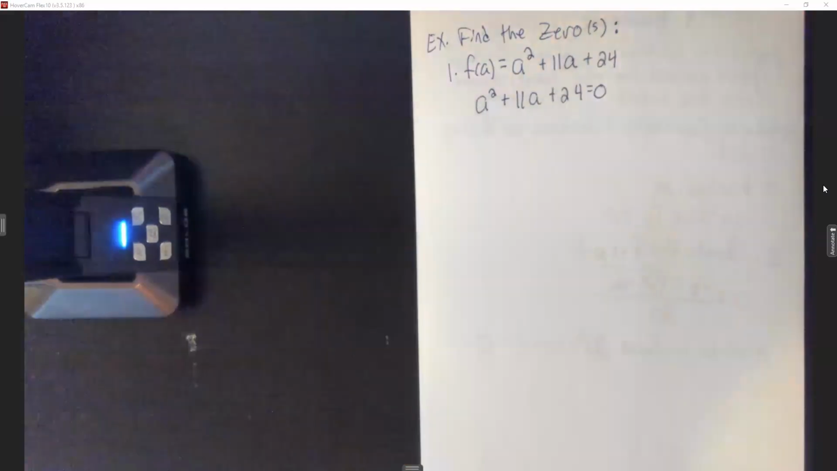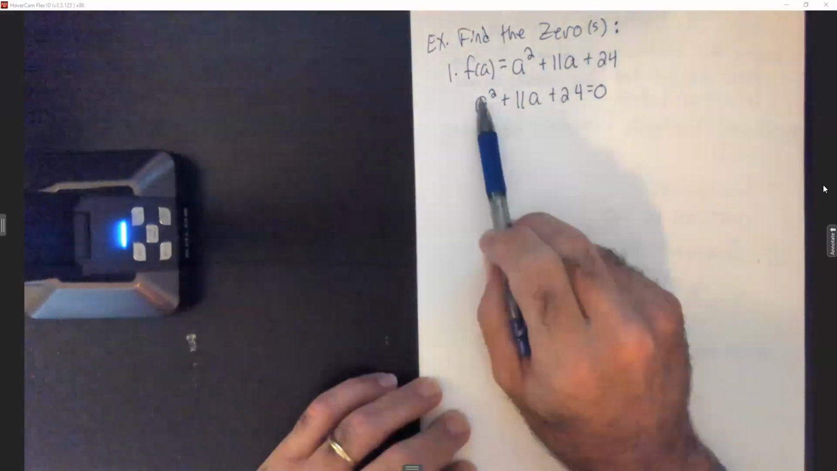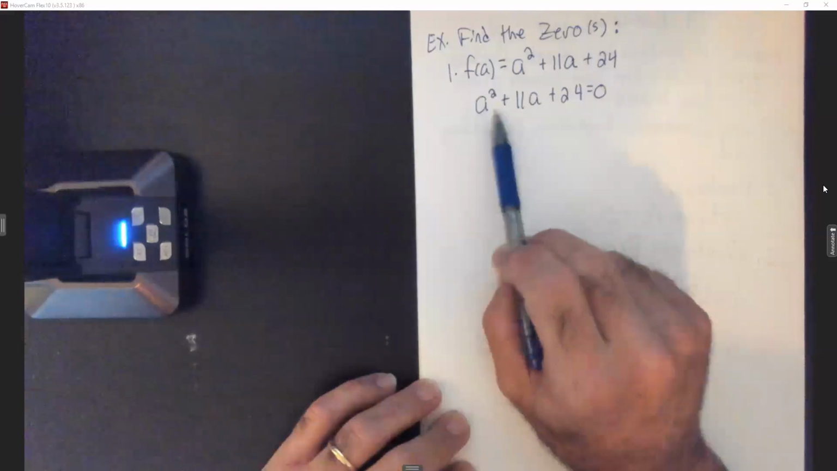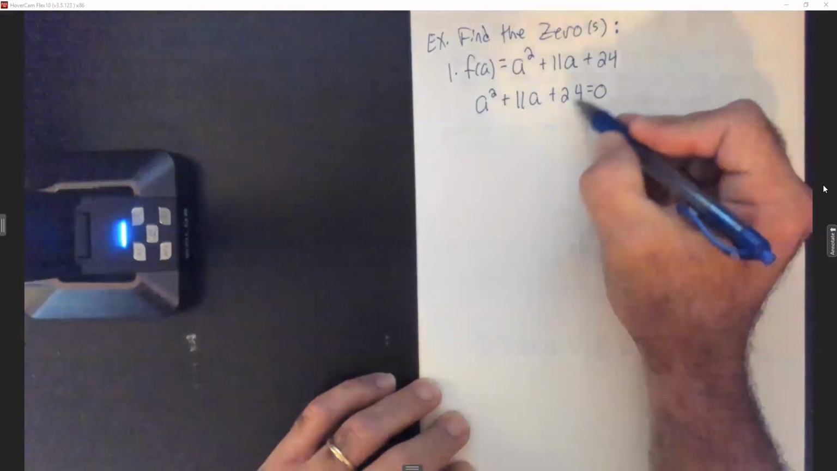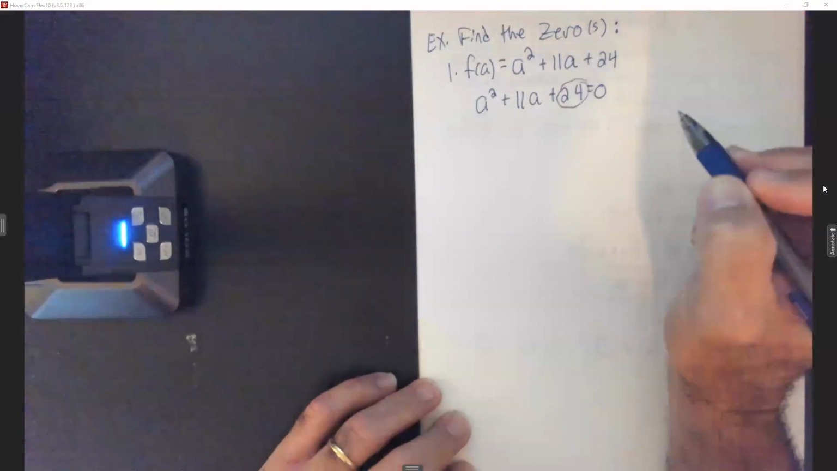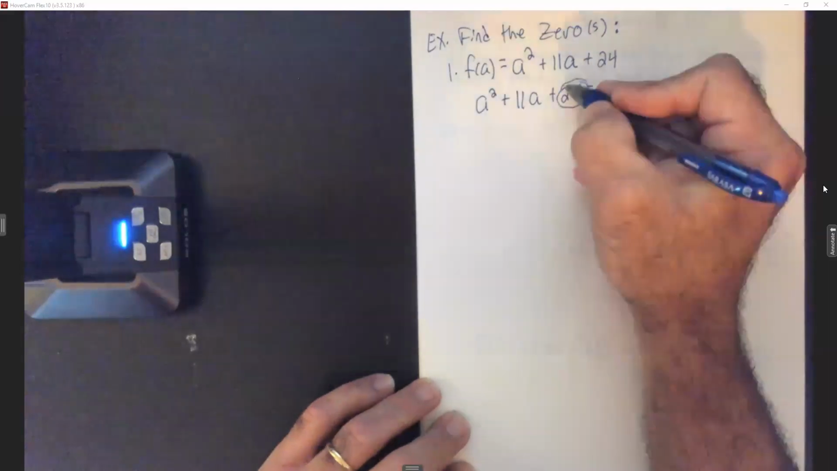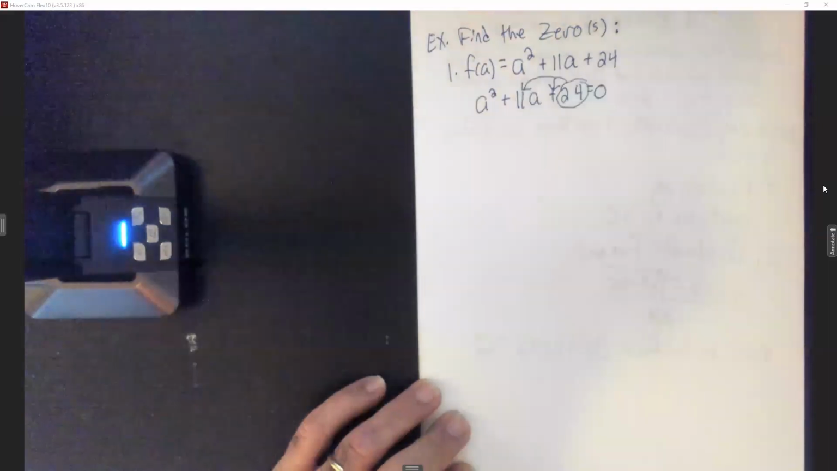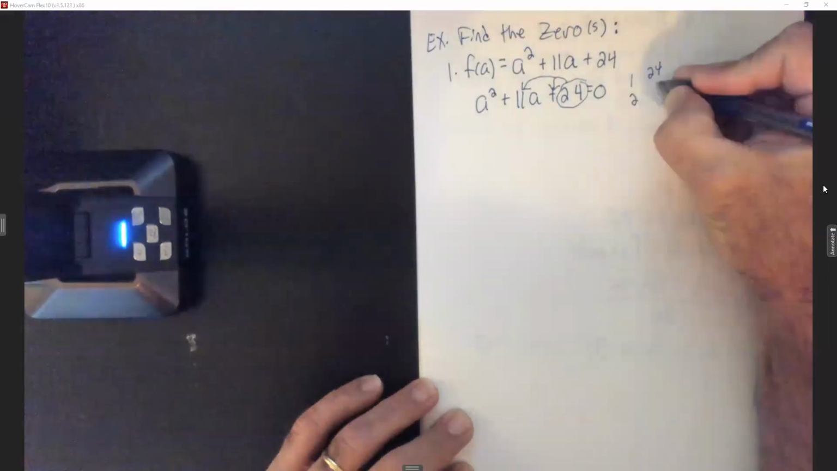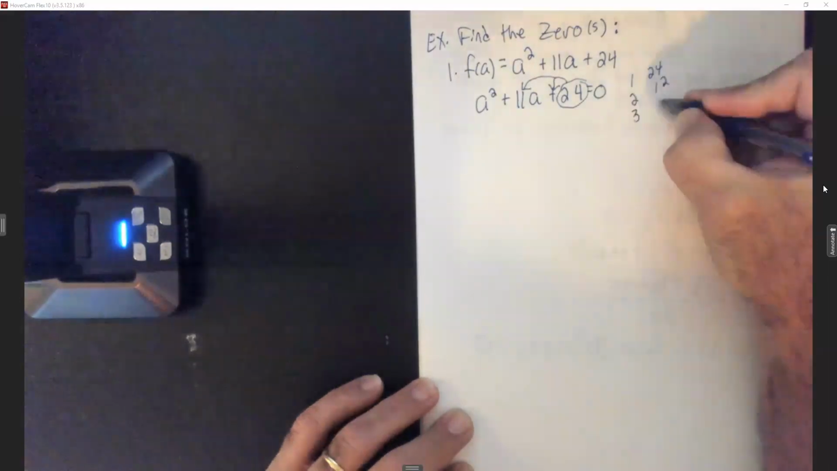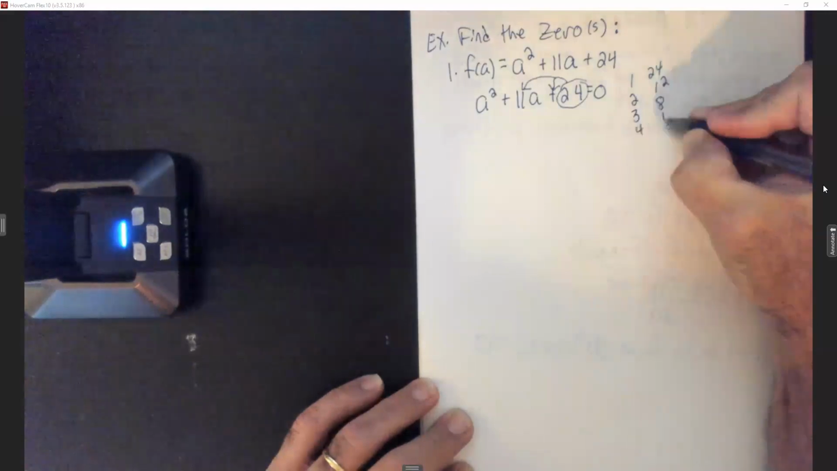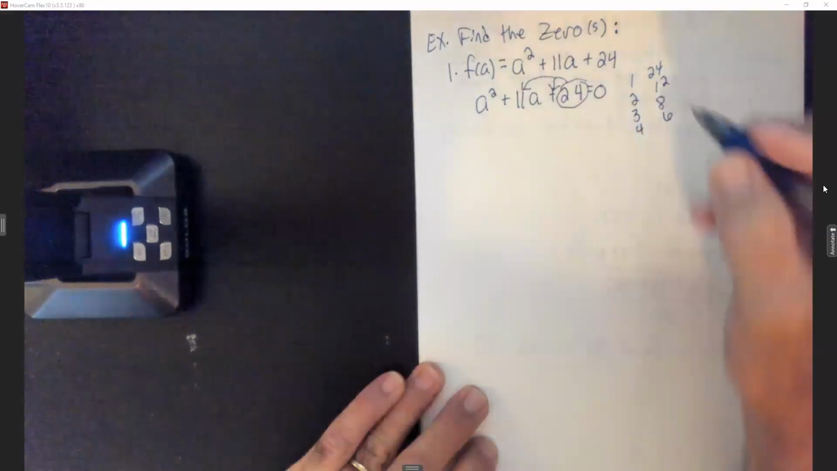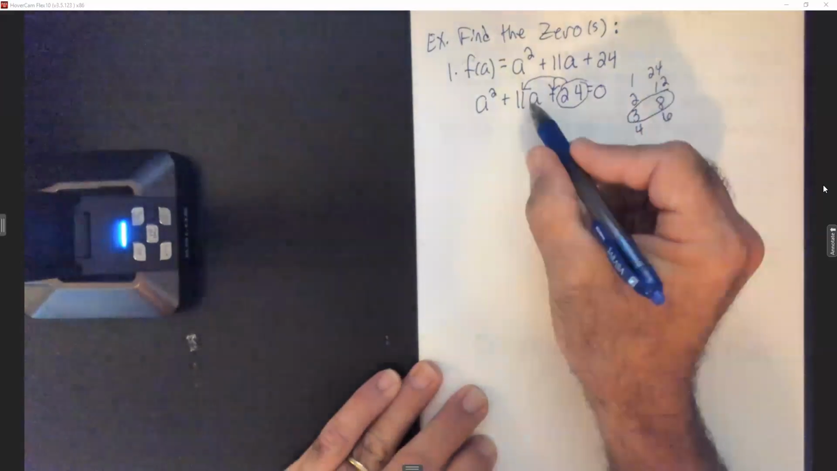So what I check for, since there's not a number in front of the a squared, it's basically a 1. So these ain't too bad. To factor this, you want to see if there's factors of the last number, 24, that add to get 11. So 24 could be 1 times 24, 2 times 12, 3 times 8, and 4 times 6. So I do have a factor of 24 that adds to get 11, which is 3 and 8.